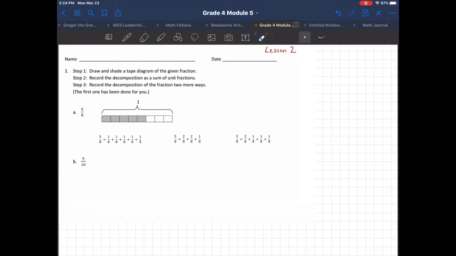Hello, we are doing another video. This one is for lesson 2 in the workbook. So there's a lot of directions here. Step 1, draw and shade a tape diagram of the given fraction. That's going to look like this. They've drawn this first one for you.